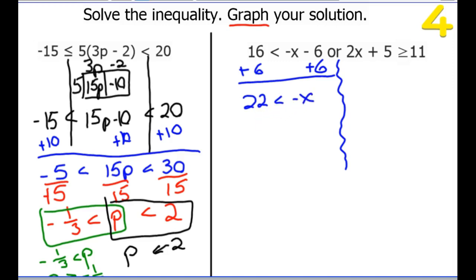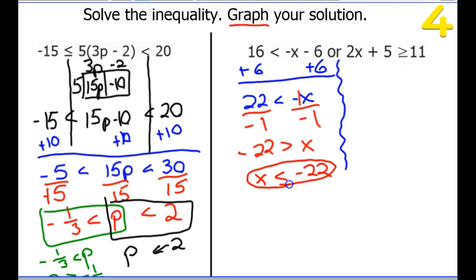Now, this negative x is like saying it's a negative 1x. So what we need to do is divide by negative 1 to get x by itself. So what we get then is negative 22. When we divide by a negative number, we have to flip our sign. So negative 22 is greater than x. Now we're still not done. The x can never be on the right side, so we need to flip it again. So this time we have x is less than negative 22. So our answer to our first problem is x is less than negative 22.